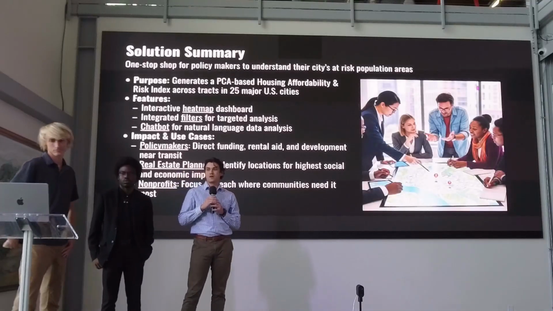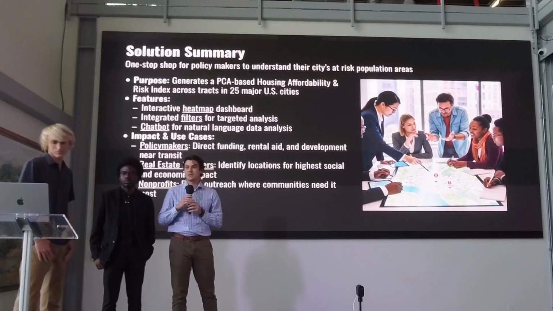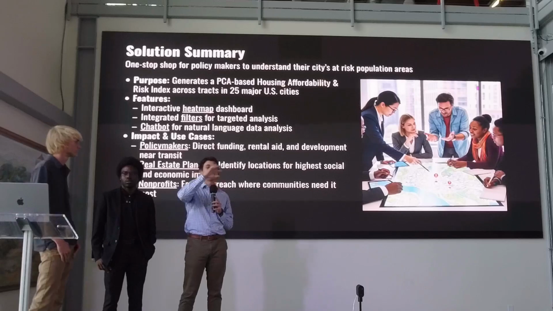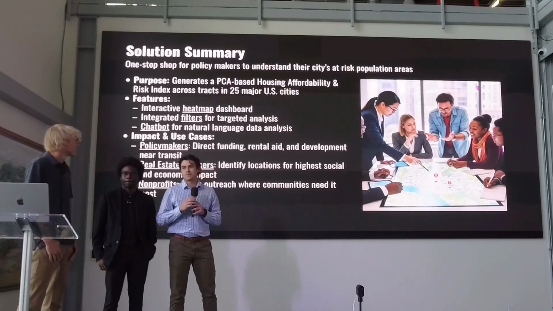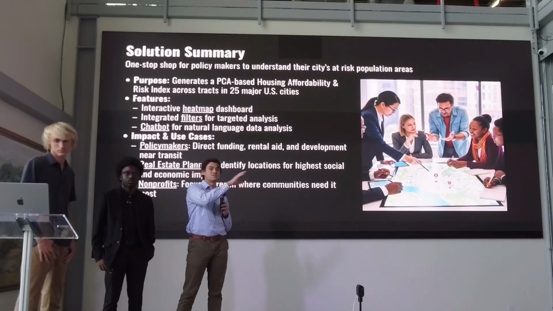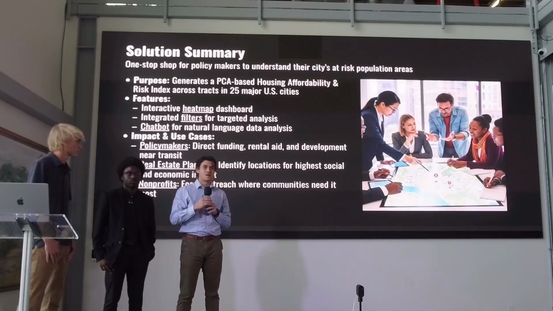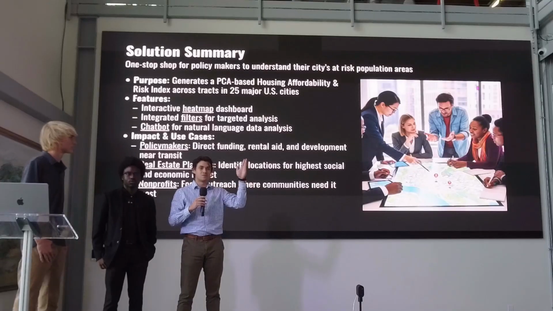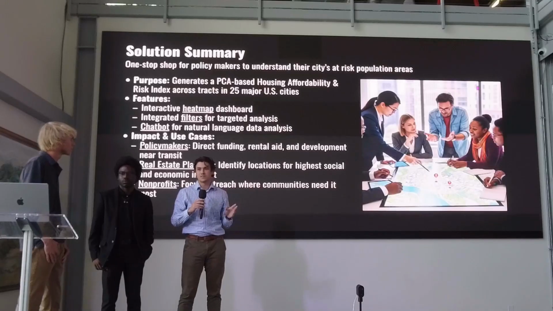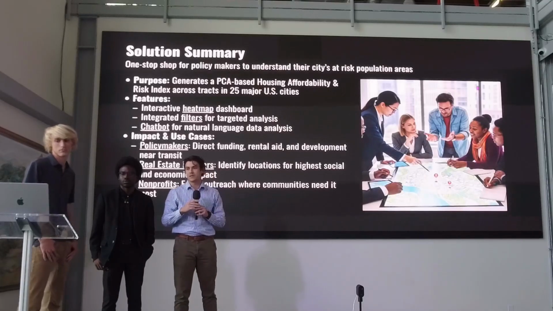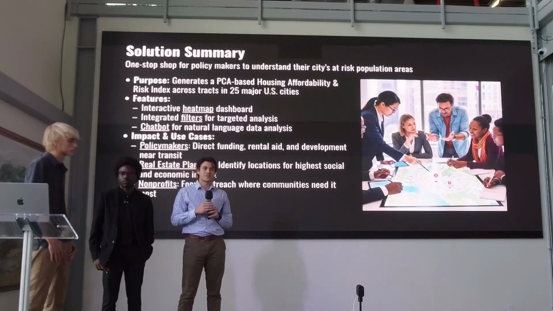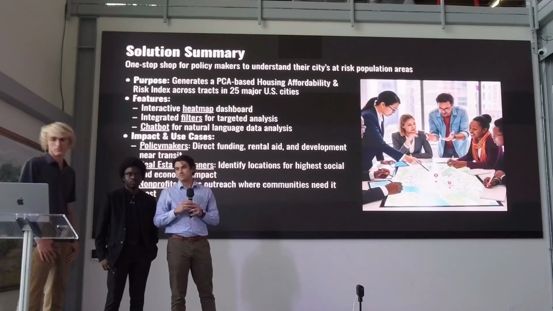So our solution, we generated a PCA-based housing affordability and risk index analysis across all 25 cities. So the main features of this, we have a heat map dashboard, a set of filters that actually let you filter the different tracts by whatever you're looking at, whether you want to see which tracts have greater than 25% of SNAP housing usage. You can see that to really pinpoint what you're looking at. We also included a chatbot for natural language data analysis, similar to some of the other teams.